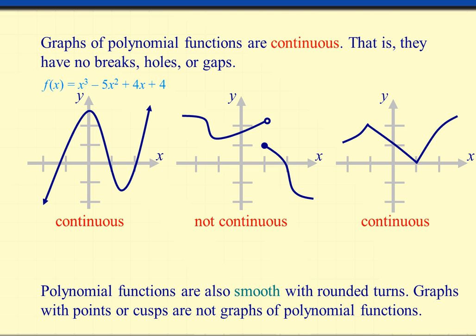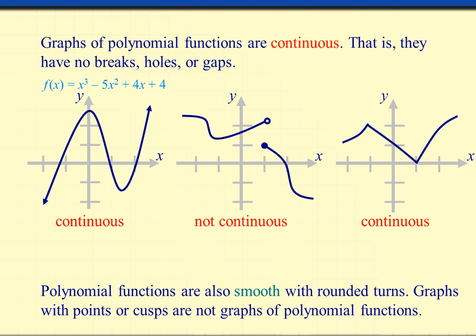Now, we still need something to decide which of these are to be graphs of polynomials. And the other defining feature is polynomial functions are smooth. That means they have rounded terms. They don't have any sharp corners. As it says here, graphs with points or cusps are not graphs of polynomial functions. Well, cusps are pointed places on the graph.